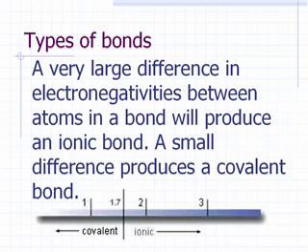Now to determine which type of bond is going to be formed when two atoms come near each other, we look at the differences in electronegativity. A small difference will produce a covalent bond, whereas a large difference, something more than 2.1, will produce an ionic bond.